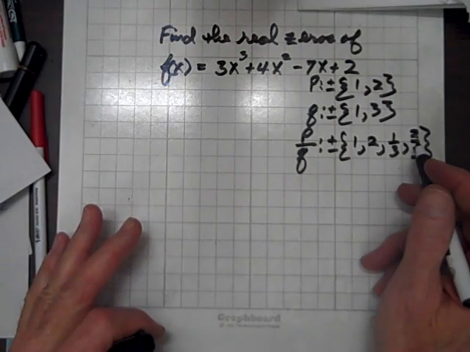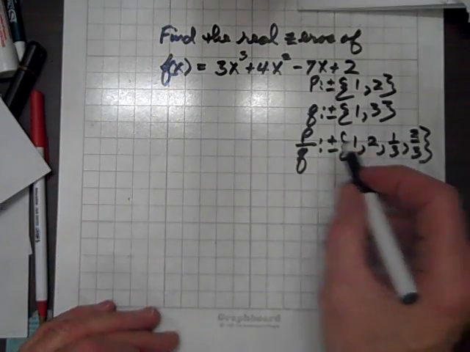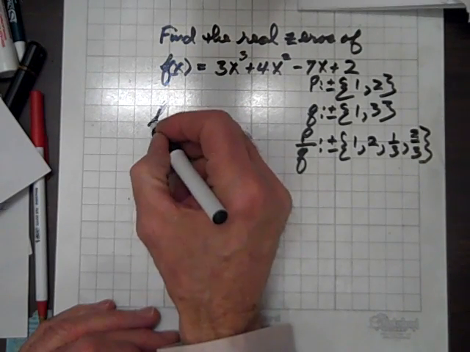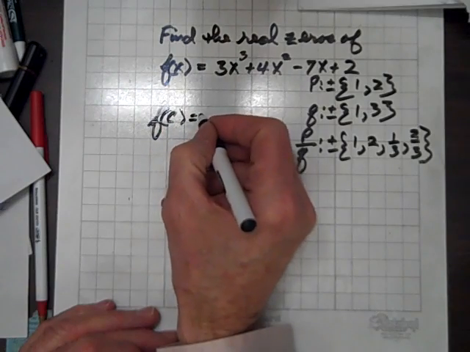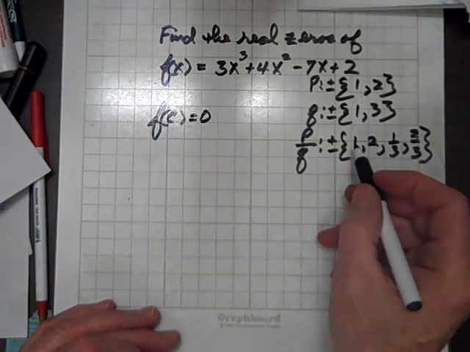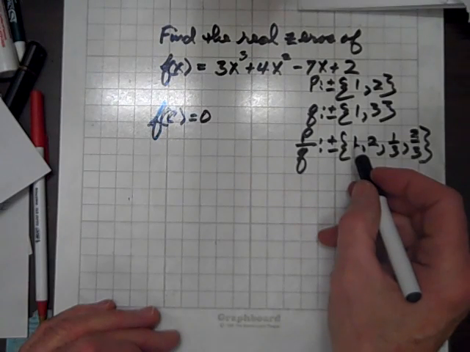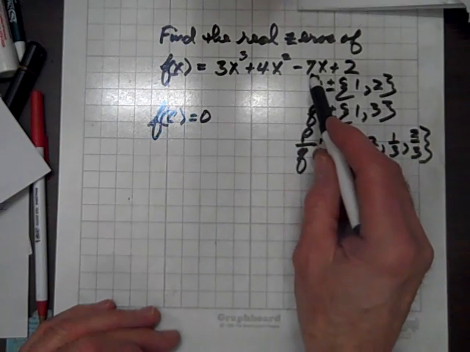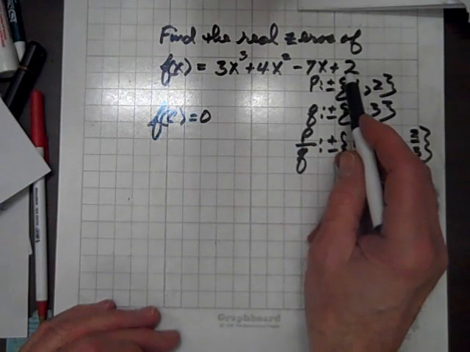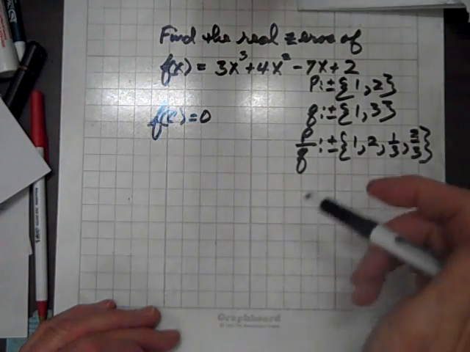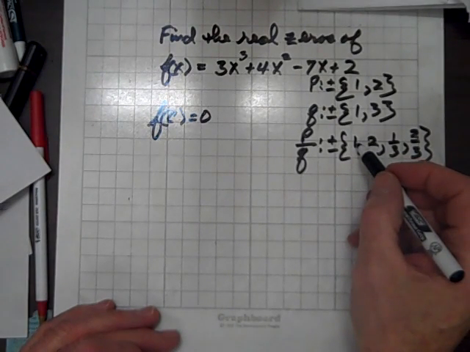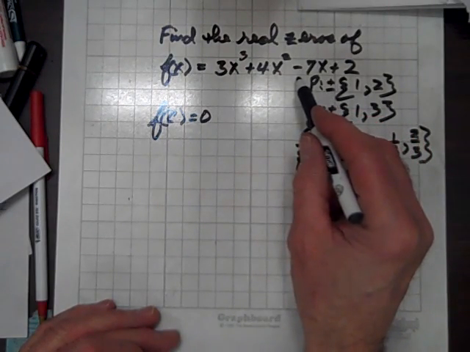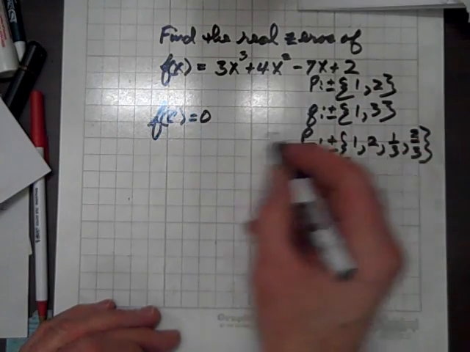Now we know by the factor theorem that if c is a zero of a polynomial, then f of c must equal 0. So we can evaluate f of 1 directly. F of 1 equals 3 plus 4 is 7, minus 7 is 0, plus 2 is not 0. That equals 2, so 1 is not a zero of this polynomial. By inspection, we can evaluate f of negative 1, and again, we will not get 0.